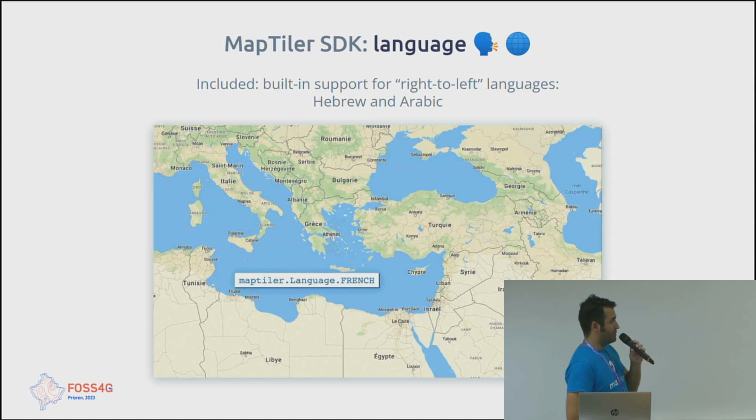Here it's supposed to be an animated GIF, so it doesn't show. Basically it rolls over different languages and shows Mediterranean countries, changing labels. It's also compatible with right-to-left languages in a built-in way, so you don't have to install or extend with a plugin. Arabic and Hebrew are going to be supported by default.